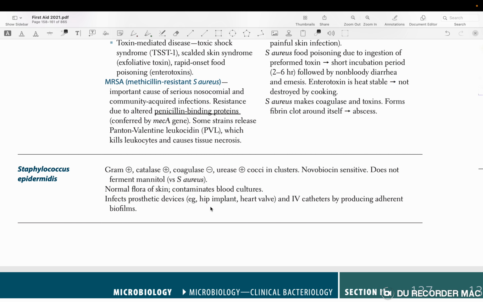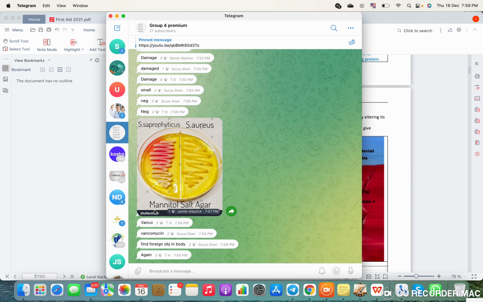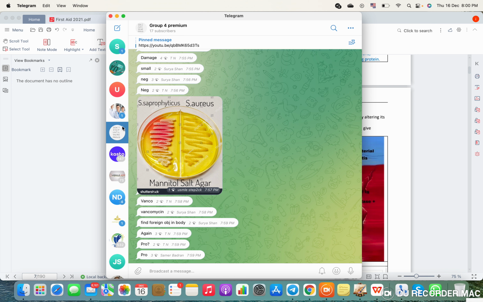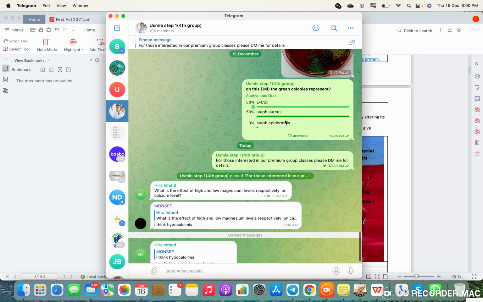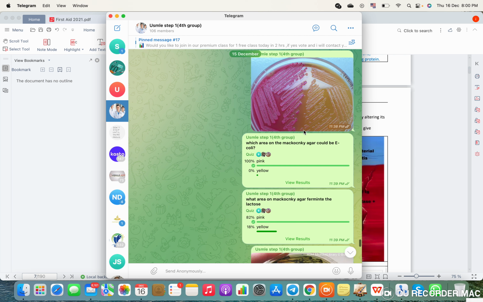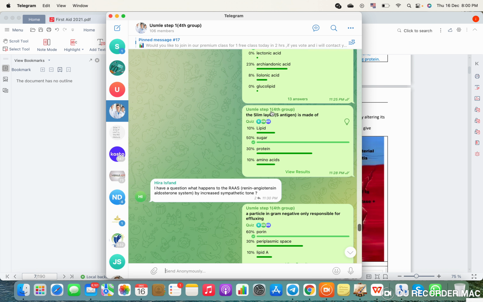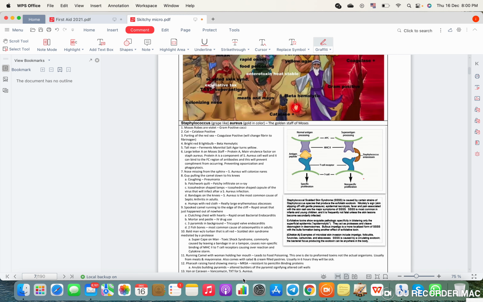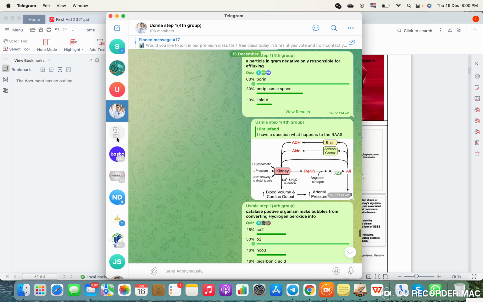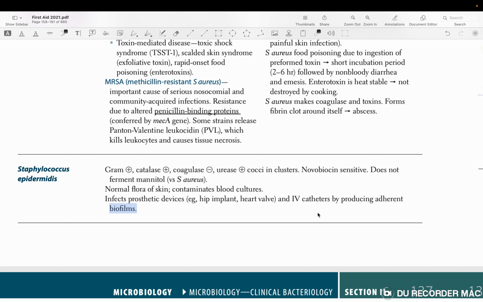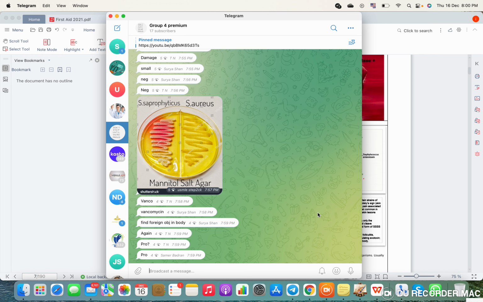It can infect prosthetic devices such as hip implants, heart valves, and IV catheters by producing an adherent biofilm. Guys, are biofilms proteins, sugars, or what are they? I posted a question about it in the group, and a lot of people answered it incorrectly. If you remember, I posted a question here yesterday because I knew this is a difficult one. The slime is the biofilm basically, and it's a sugar. It's really sticky, think about it as honey, which helps it stick to the heart valves, for example.